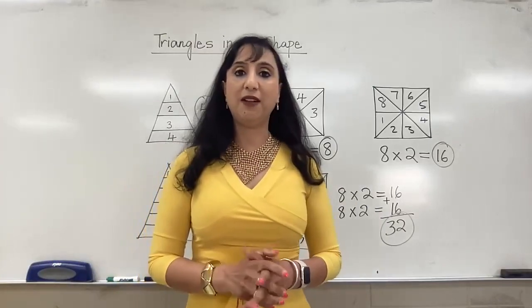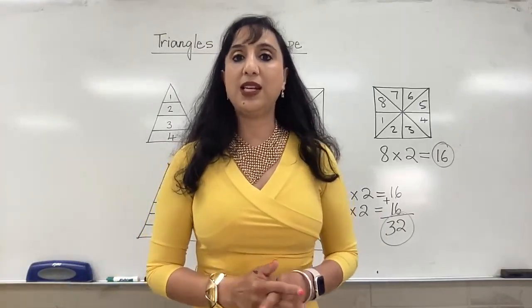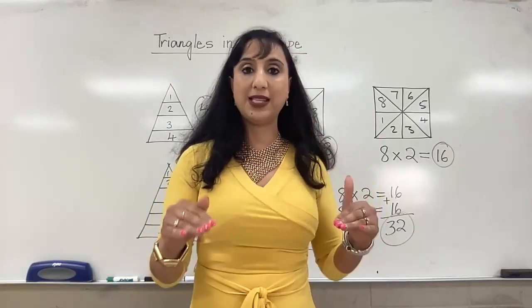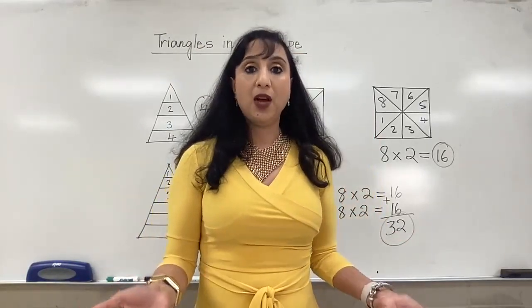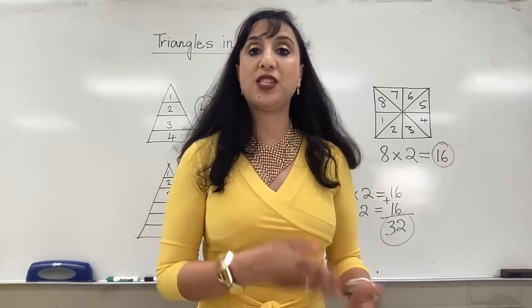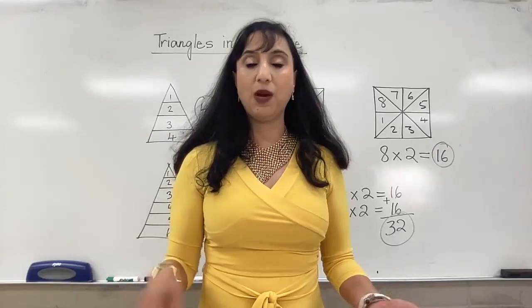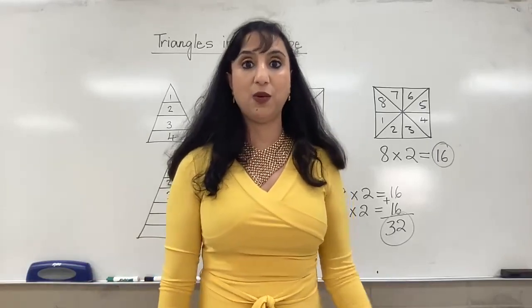So I hope that was helpful. All you're doing is, if you just have triangle slits, you're just counting the bases and adding them up. Or you're using the formula n, which is the highest number, times n plus 1, which is the highest number plus 1, and then you're dividing by 2. So that is one way.